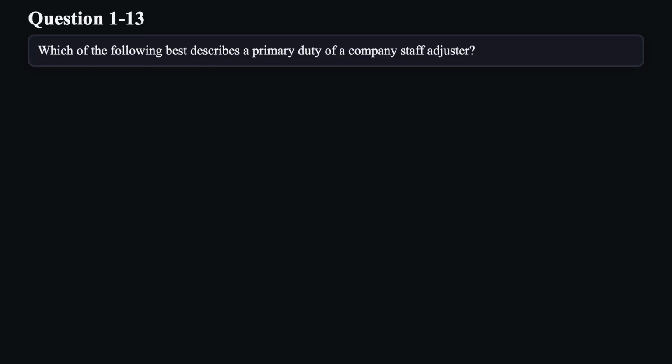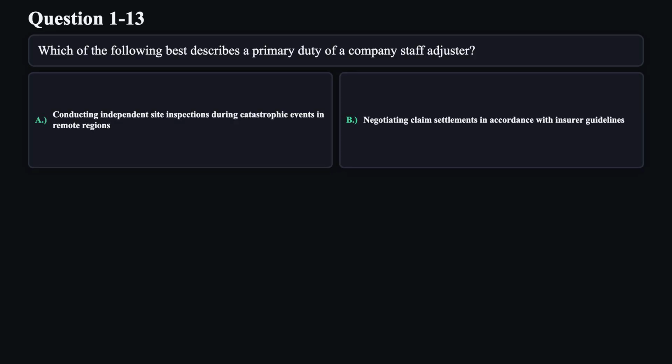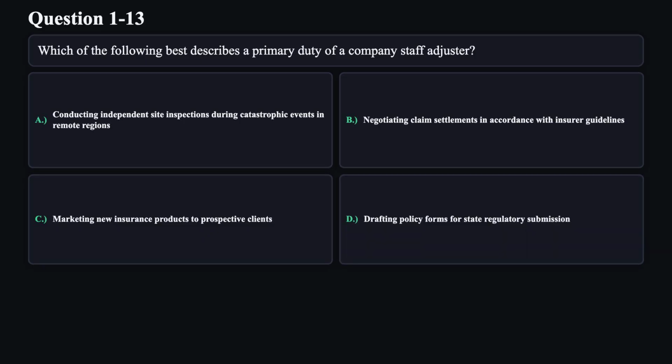Question 13. Which of the following best describes a primary duty of a company staff adjuster? A. Conducting independent site inspections during catastrophic events in remote regions. B. Negotiating claim settlements in accordance with insurer guidelines. C. Marketing new insurance products to prospective clients. D. Drafting policy forms for state regulatory submission.